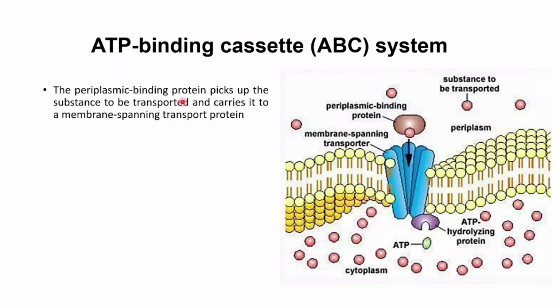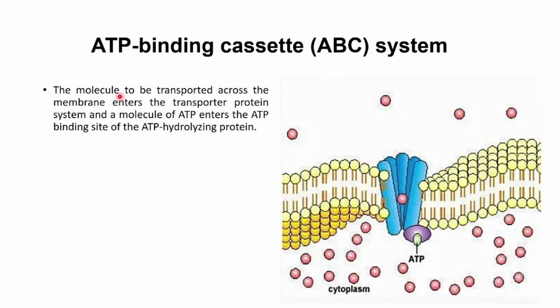In the ABC system, the periplasmic binding protein picks up the substance to be transported and carries it to the membrane spanning transport protein. So this is the membrane, the phospholipid bilayer. This is the membrane transporter, basically a transporter protein. This is the periplasm region, and this is the substance that needs to be transported to this side. The periplasmic binding protein attaches to the solute here, and then takes it to this transporter protein. This is the first step.